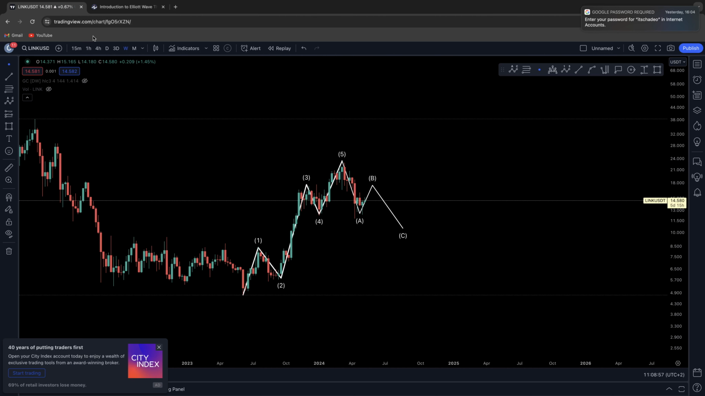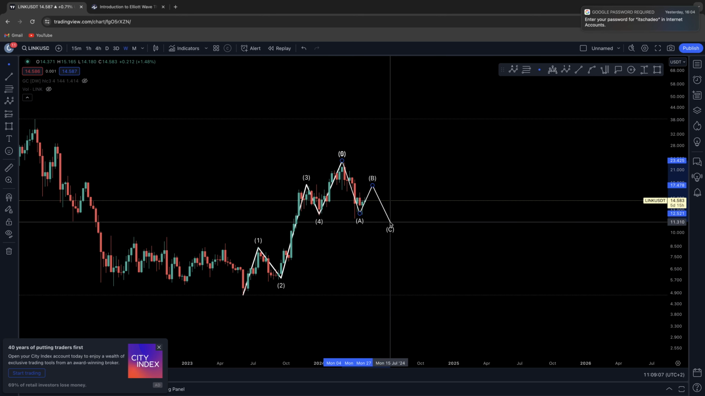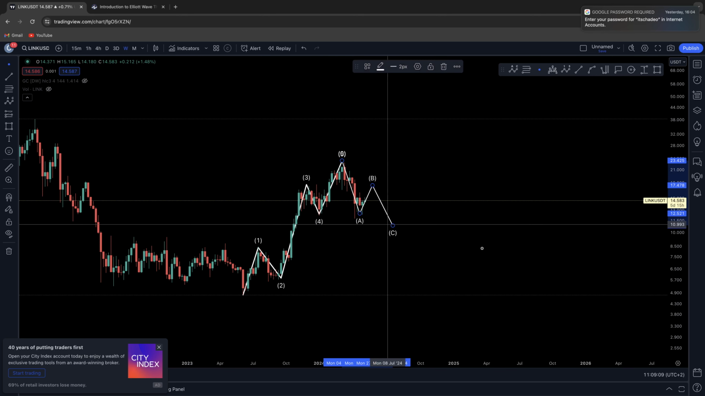wave 4. So if we think and look where wave 4 is, and we've had this 1, 2, 3, 4, 5, right now if we're going through A, B, C, could we just come up and sweep this wave 4 low and potentially come down to the $11 to $10 range?